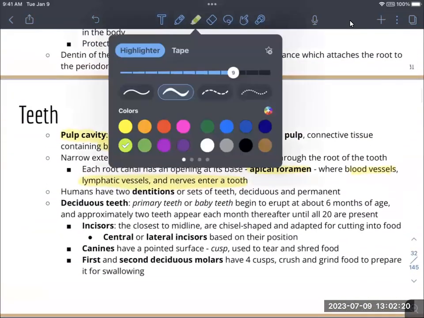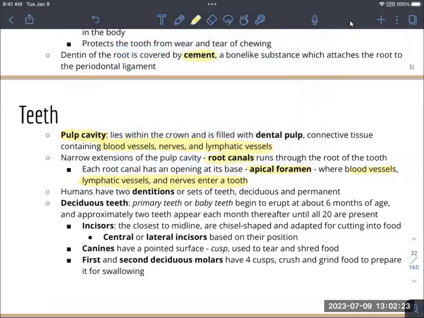So all humans have two sets of teeth. The first type is deciduous teeth, or your primary or baby teeth. They usually start to come in at about 6 months of age. At about 6 months, the first two teeth out of the 20 primary or baby teeth come in. They keep coming in every month or so until all 20 of those primary teeth are there.